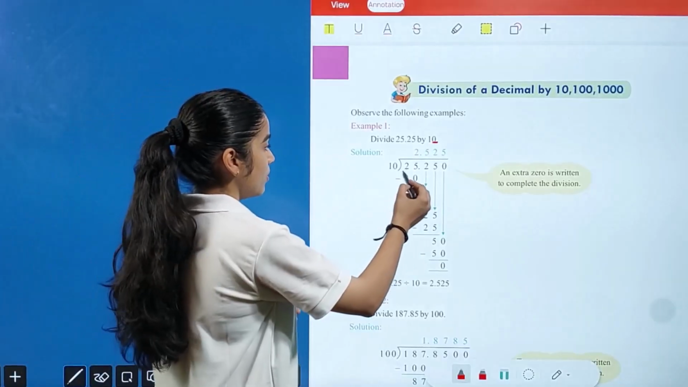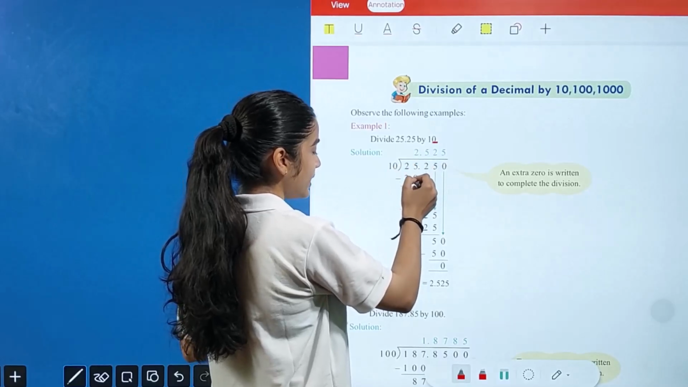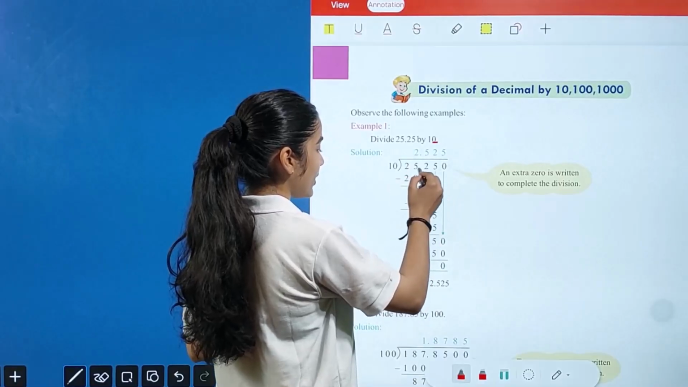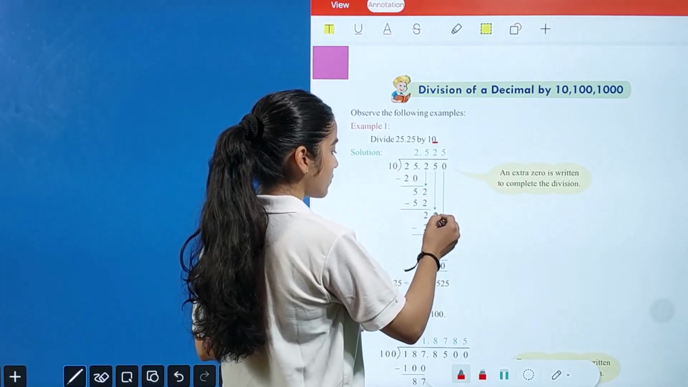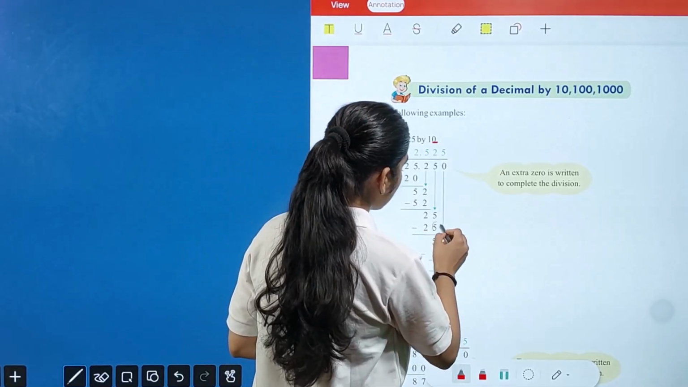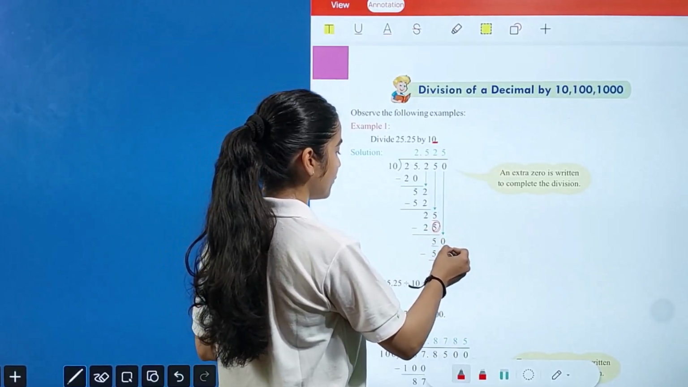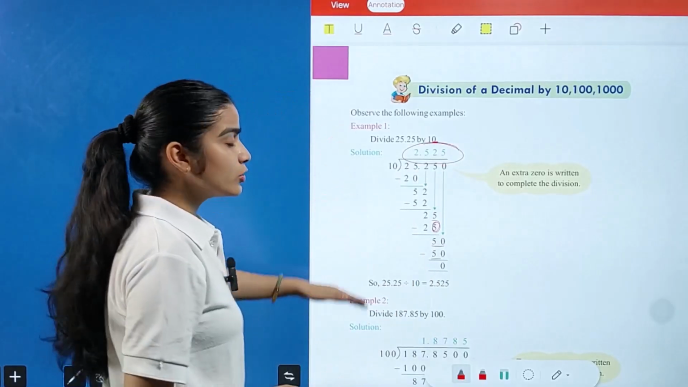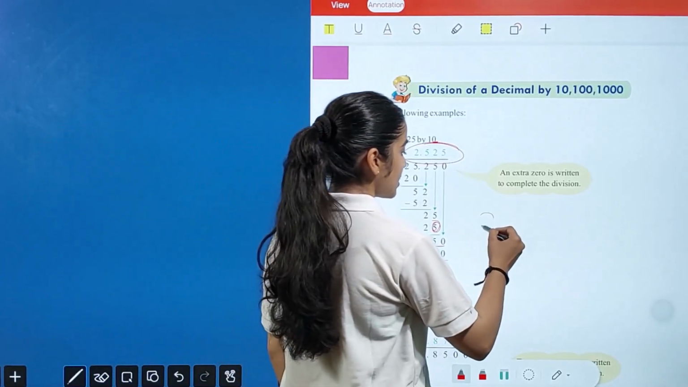Let's see here. We have 25.25 divided by 10. First we have to take 20, right? Then 5 left. We write down 2 below. For 52 we have to write 5, 52. Then we have 2 rest. Then we take our next number, which is 5. For 25, we have to write 20. So 25 minus 20 is again 5. Now 50 and 50. So we have our answer 2.525. If you want, you can do the long process, and if you don't want to, you can simply write your numbers.